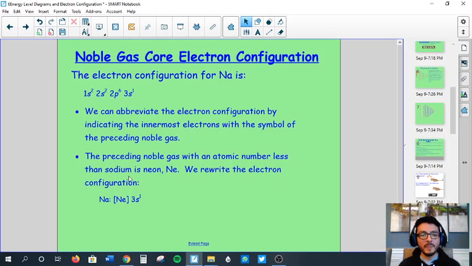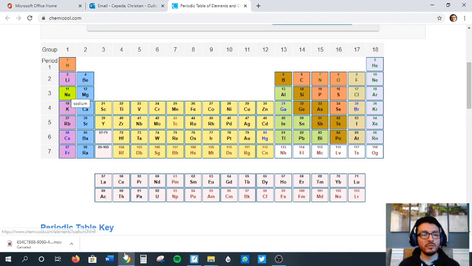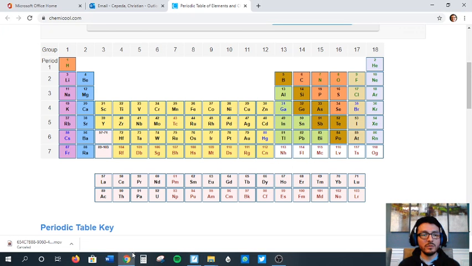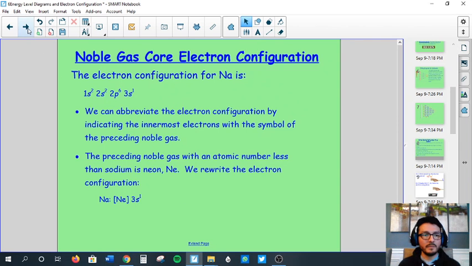So let's see. Noble gas core configuration for sodium. Okay, let's see where sodium is. Sodium right here, third energy level. Neon was the last noble gas, so you write neon in square brackets. Look, we've done that, neon in square brackets right here. Then we write 3s1 because sodium has 3s orbital, 1 electron, 3s1. So that's a shortened, condensed version of that.